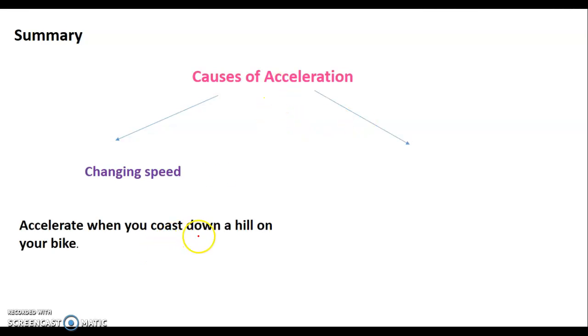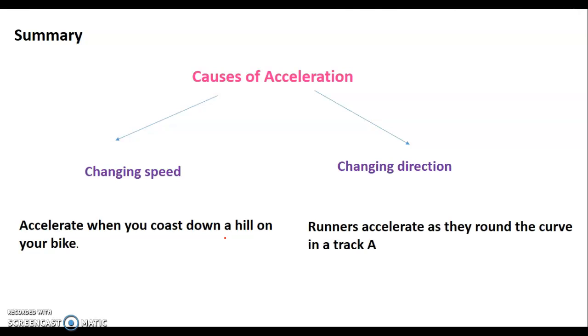Example, accelerating when you coast down a hill on your bike, you keep on moving in the same direction, but the speed increases, and I'm going to explain why the speed increases while moving down. And another cause for acceleration is a change in the direction. Example, runners accelerate as they round a curve in a track. So as they move round a track, they're changing their direction of motion, and thus they change their velocity, so acceleration takes place.